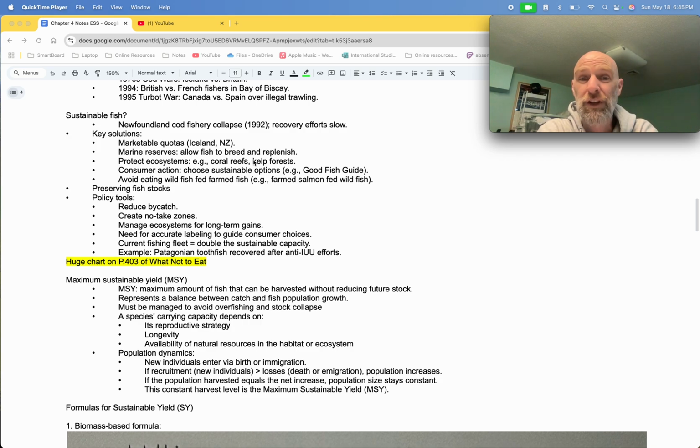Consumer action, choose sustainable options. Good fish guide. They actually have this where I go grocery shopping, at the store that I'm at. So it tells you the environmental impact on the fish. And it's not even that hippie of a supermarket that I go to.